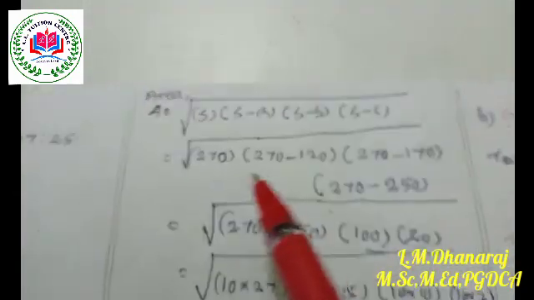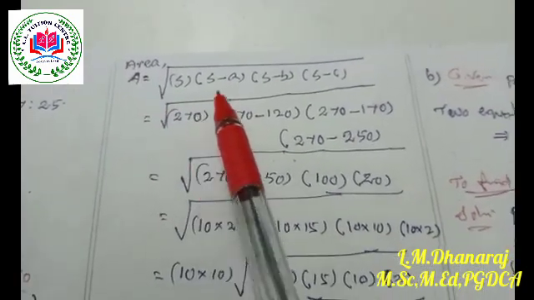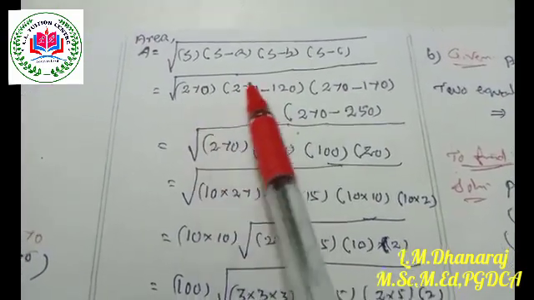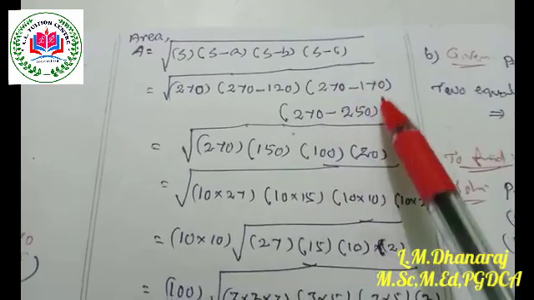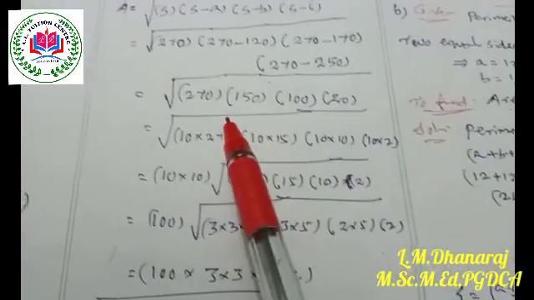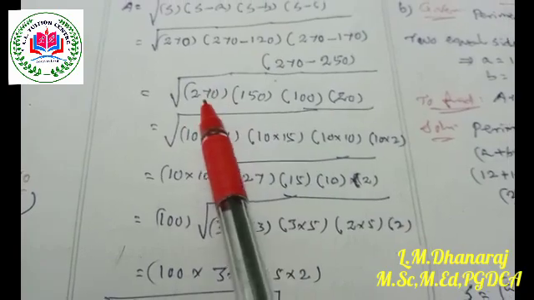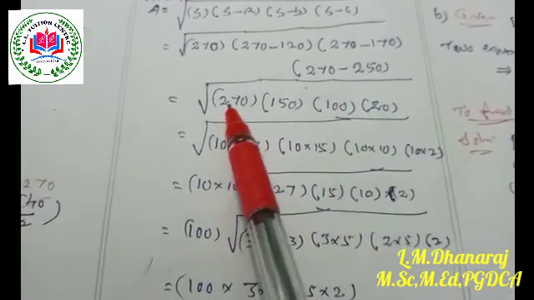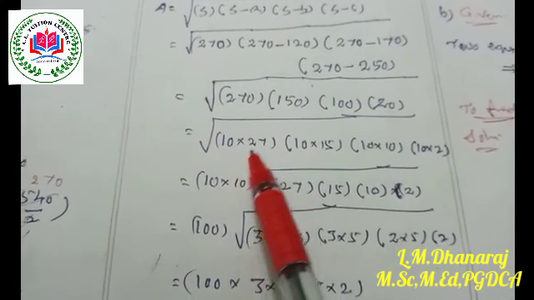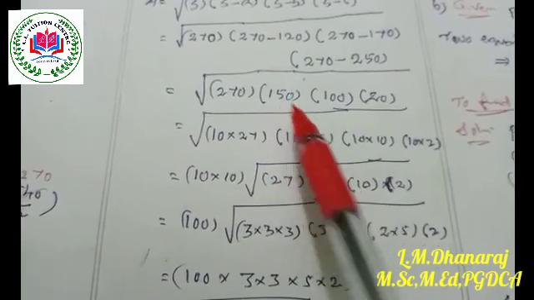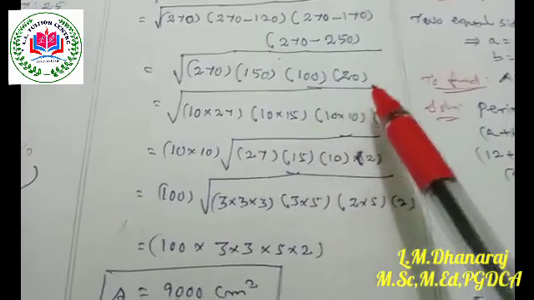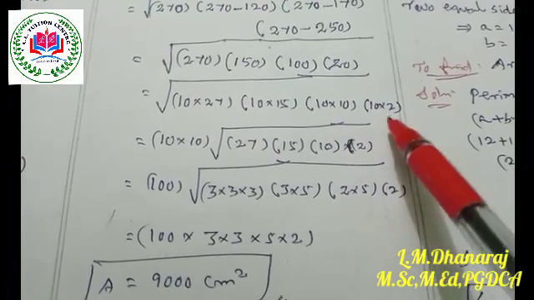Now let us find the area of the triangle by using Heron's formula: square root of S into S minus A into S minus B into S minus C. So S is 270, A is 120, B is 170, and C is 250. By simplification, we will be getting 270 into 150 into 100 into 20. This 270 can be split as 10 into 27, 150 as 10 into 15, 100 as 10 into 10, and 20 as 10 into 2.